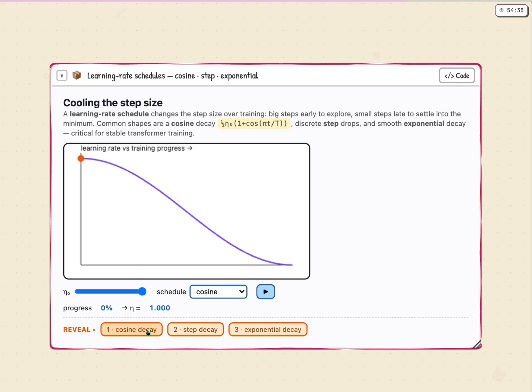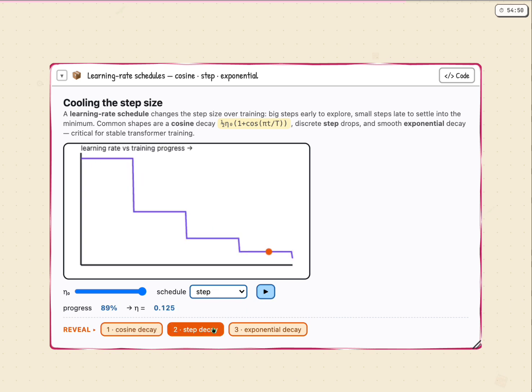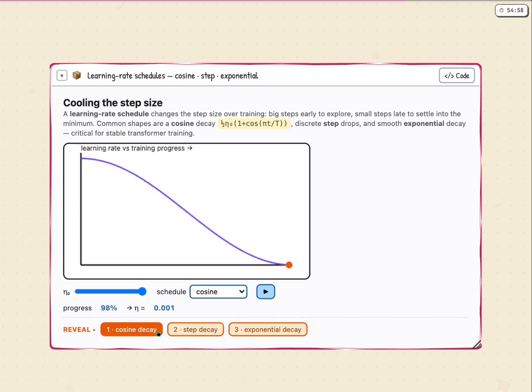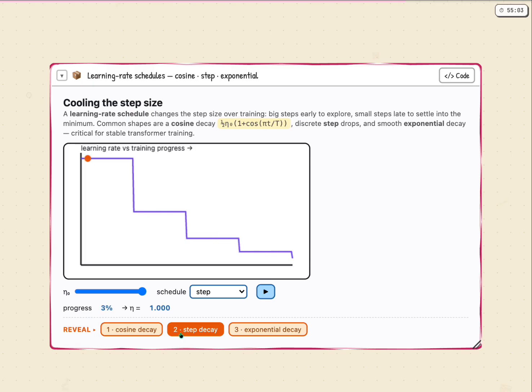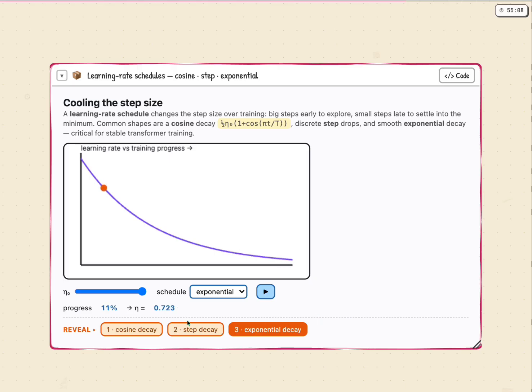The strategy is intuitive. Early in training, you're far from the answer, so take big steps and explore boldly. Later, as you close in on the minimum, take small, careful steps so you settle gently into the bottom instead of bouncing around it. Big early, small late. Watch the different shapes. Cosine decay glides the rate smoothly down, following a cosine curve, currently the most popular choice. Step decay holds the rate steady, then drops it suddenly at fixed milestones, and exponential decay shrinks it by a constant fraction every step. These schedules are absolutely critical for stable training of large models.